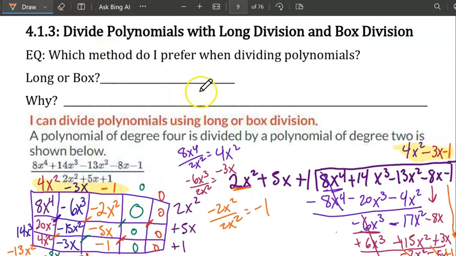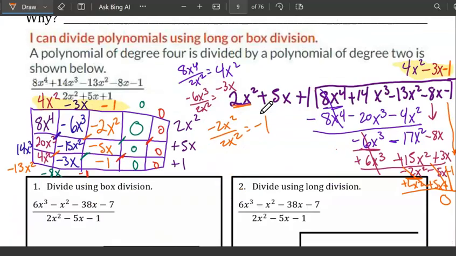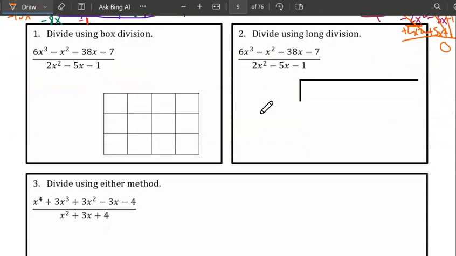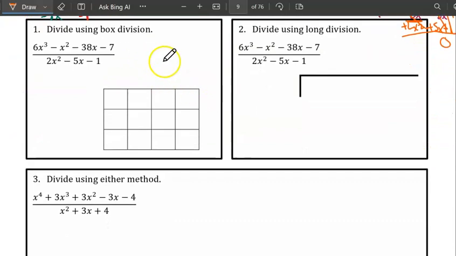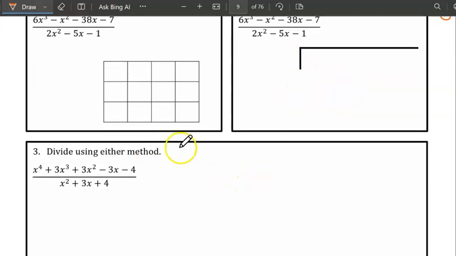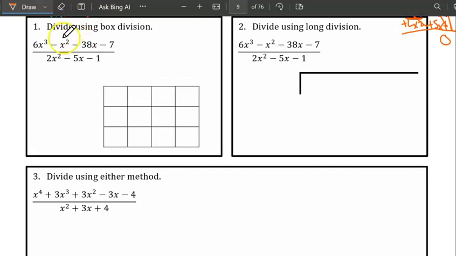So which method do you prefer? Try the examples below. One using box, one using long division, and one using your preferred method. Once you finish these, move on to the next skill.